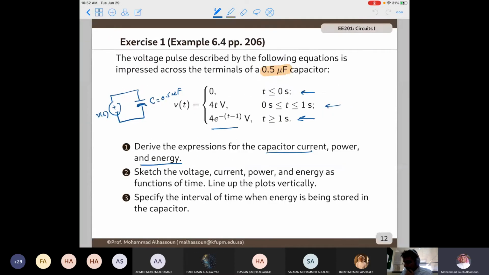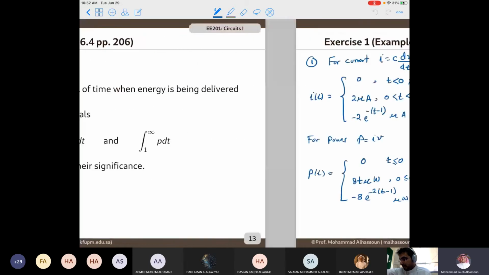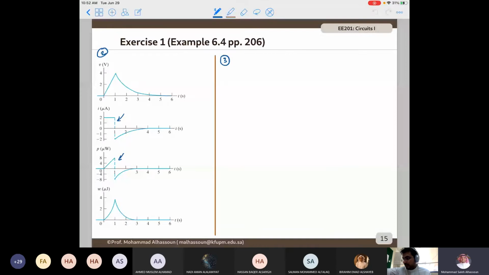Okay. The third part is asking us to specify the interval of time when the energy is being stored in the capacitor. Probably the best way to look at it is to refer to this figure. Let's see, Ziad. Yes, we can either get it from the power, when it is positive, or when the energy is increasing. And they both hold from 0 to 1. Okay, exactly, so energy is stored from 0 to 1.